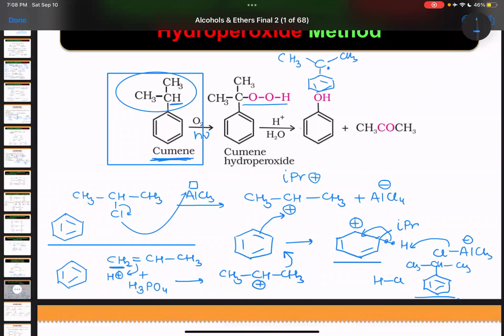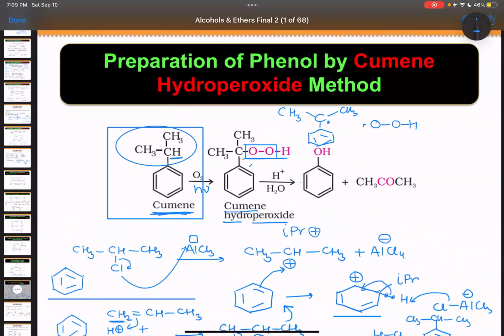So an odd electron, or unpaired electron, is left behind when the hydrogen is taken away by the oxygen molecule. So it is OOH, and there is another electron on OOH, and they combine together to form this. So this is a peroxide linkage, because the O linkage on one side has cumene, and on the other side you have hydrogen. So cumene hydroperoxide is the name of the intermediate, and this is the name of the reaction also. Is it clear?